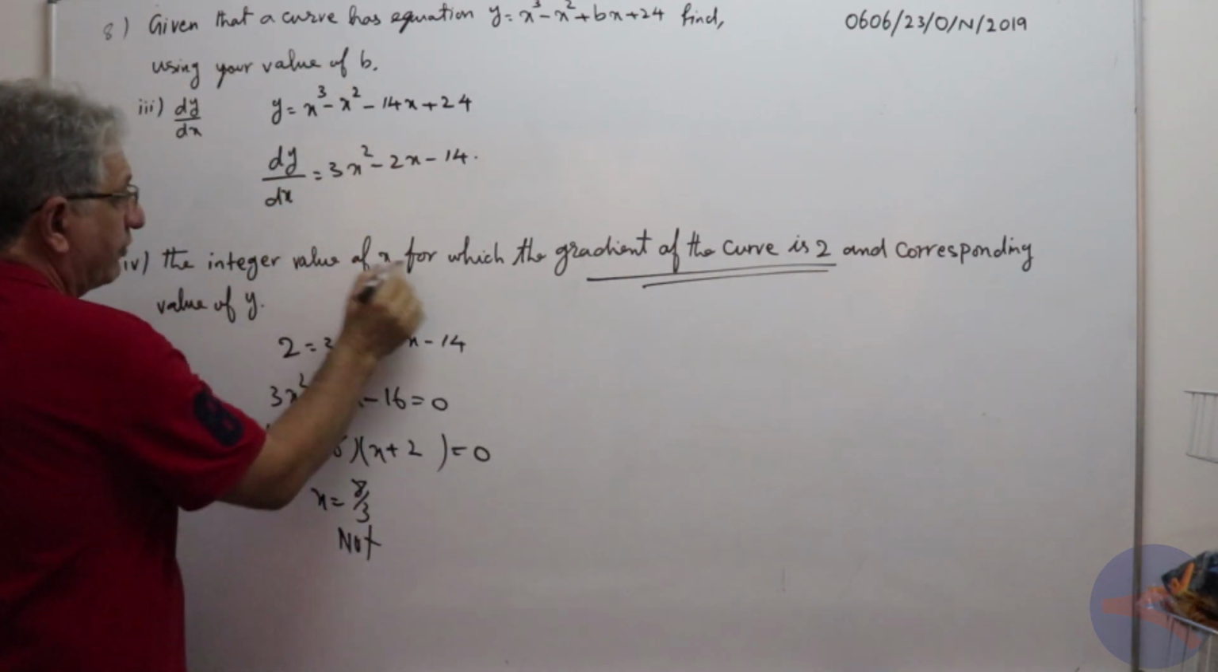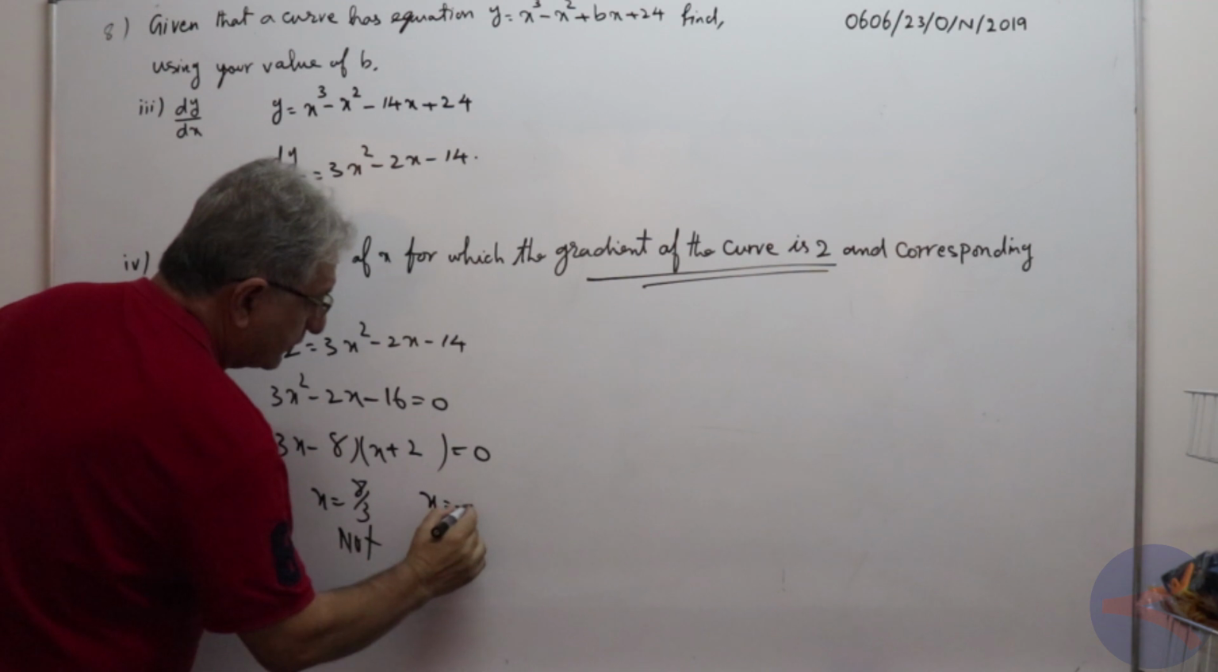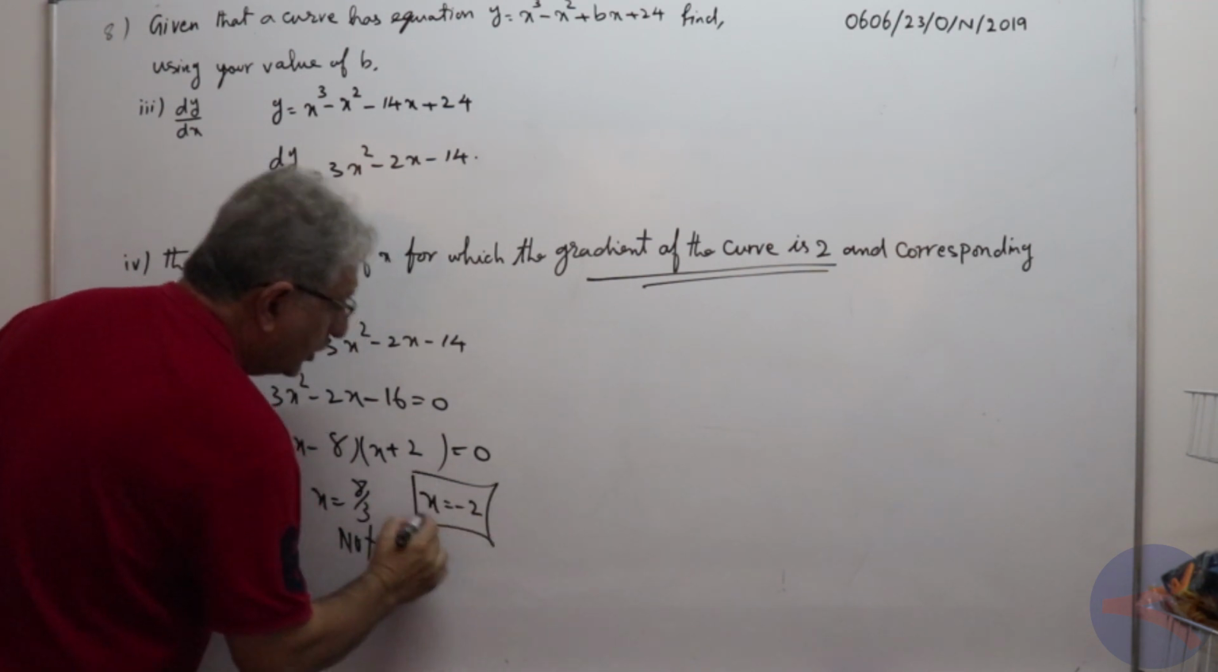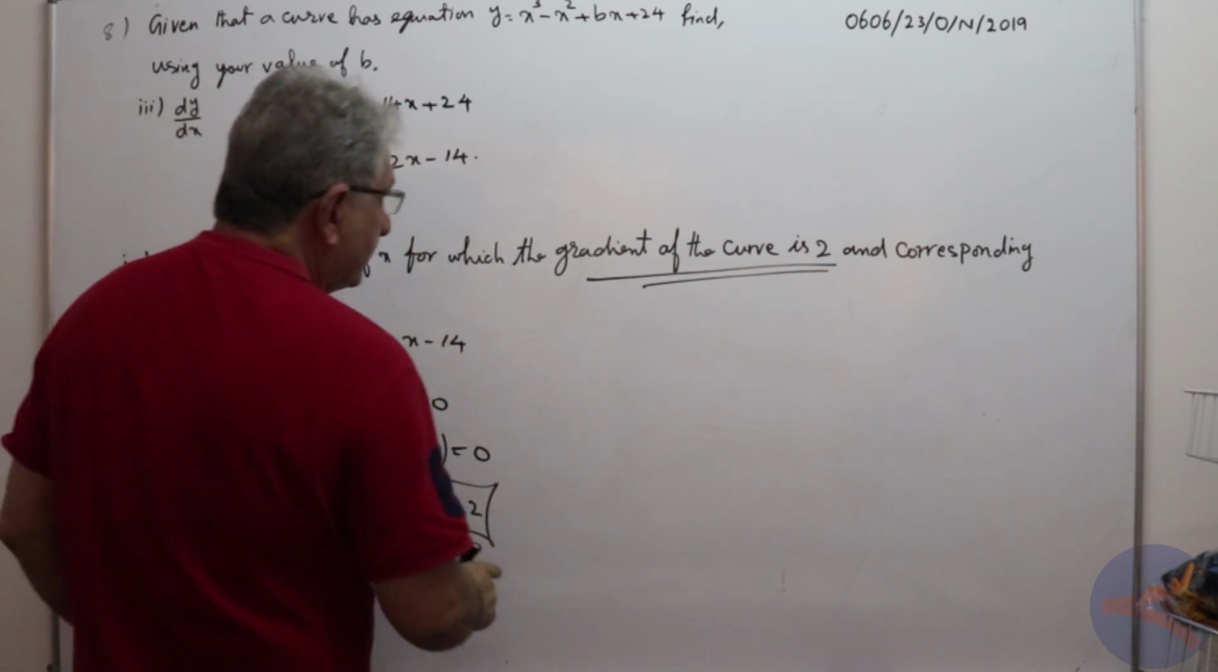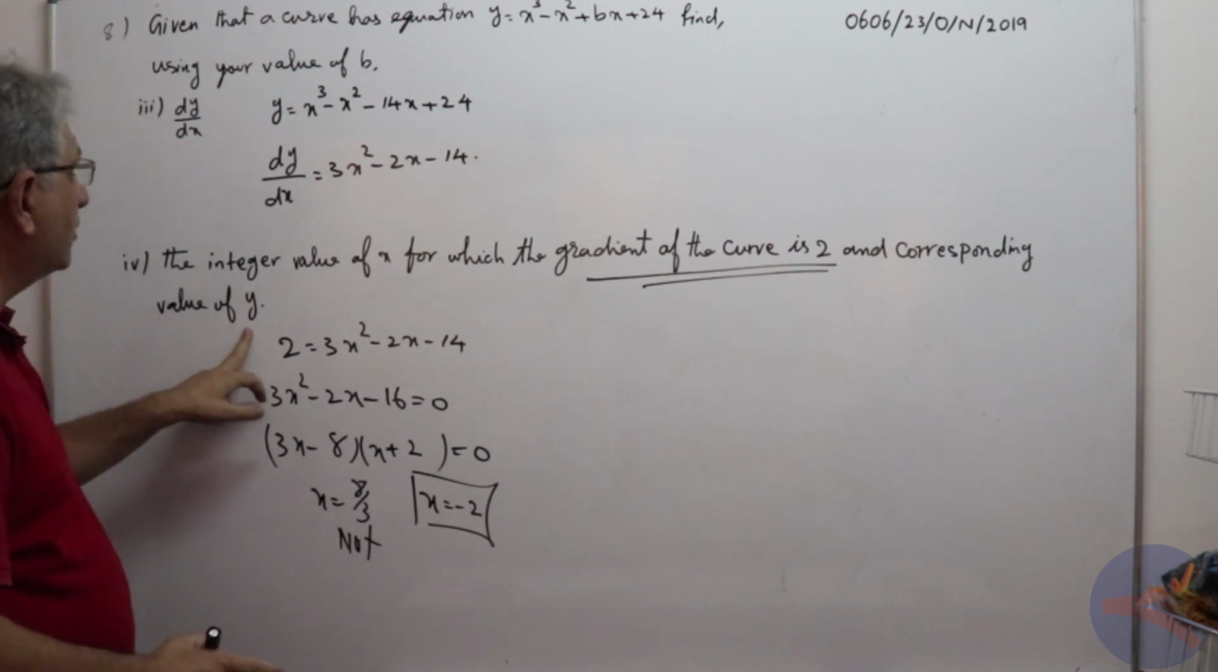An integer value of x. Therefore, x equal to negative 2 here. Therefore, the answer is x equal to negative 2. When x equal to negative 2, now he's asking for the corresponding value of y.